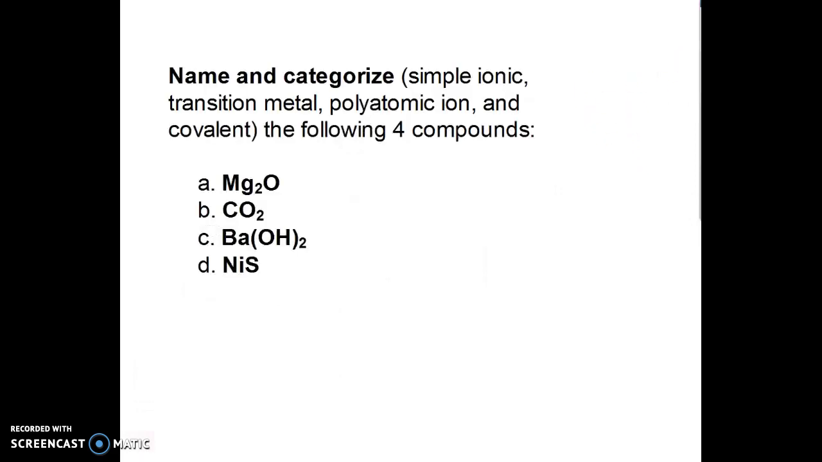Alright, so let's do this. This is to sum up everything we've done. I want us to name and categorize each of these compounds. And so the categories are simple ionic, transition metal, polyatomic ion, and covalent. This is the type of thing you might see in an opener question. So our simple ionic I'll call Si, our transition metal I'll call Tm, polyatomic I'll call Pa, and covalent I'll call Cv.